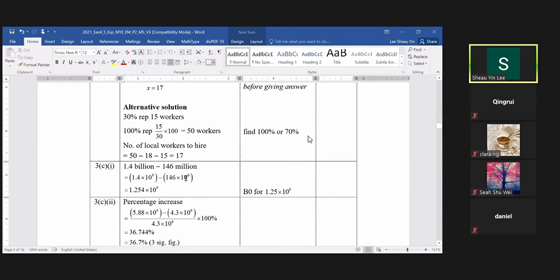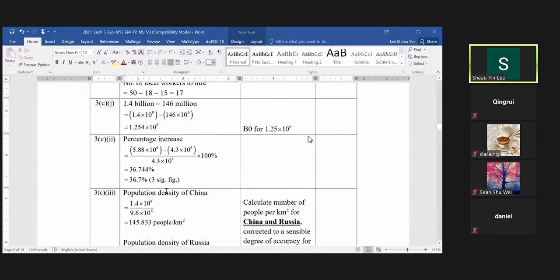Then number 3CI. A billion is 10 to the power of 9, with 9 zeros here. A million is 10 to the power of 6. The rest just use the calculator and it becomes 1.254 times 10 to the power of 9. Okay, finished. If I'm going fast, you can stop me if you cannot manage to copy. If you cannot copy, never mind, take your handphone and take a picture, then later you refer.